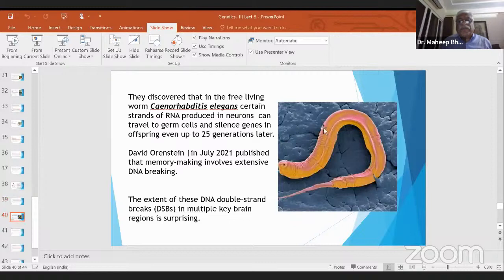And there is another experiment which was conducted by another person. This is a very famous worm known as Caenorhabditis elegans, very commonly used for molecular biology and genetic experiments these days. Because it is very difficult to keep rats and other animals in labs, and there are a large number of organizations which act against the use of these animals. Therefore, scientists started using these kinds of animals for studying molecular biology and genetics.